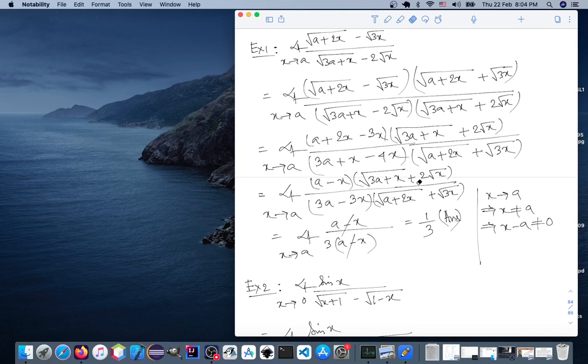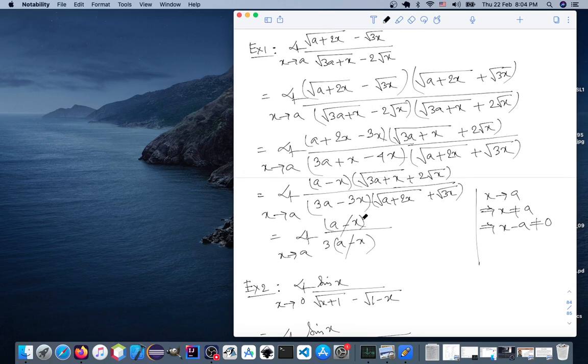So after cancelling out the x minus a factor and substituting the value of x as a in the remaining terms, we get over here 3a plus a, 4a, so 2 root a plus 2 root a, and over here we have a plus 2a, 3a, root 3a plus root 3a, which becomes 4 root a.